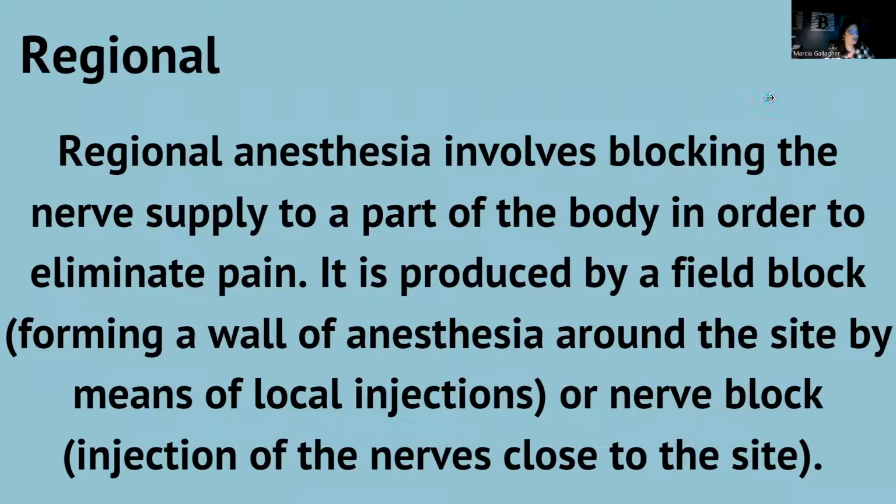Regional. Regional anesthesia involves blocking the nerve supply to a part of the body in order to eliminate pain. It is produced by a field block, forming a wall of anesthesia around the site by means of local injections, or nerve block, injection of the nerves close to the site. So your regional is done by injection, and it blocks the pain around the region that they're working on.